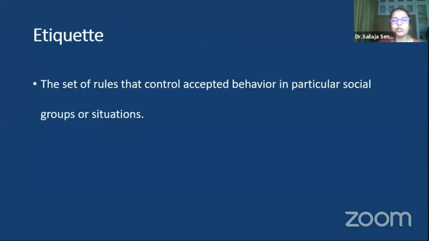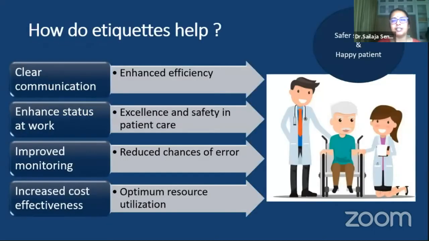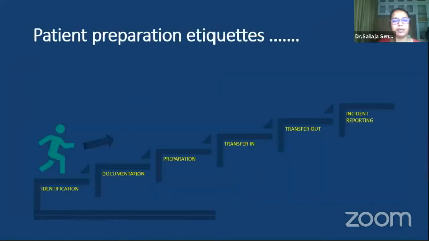Etiquettes are a set of rules that control accepted behavior in particular social groups or situations. Etiquettes increase efficiency. They help in achieving excellence and safety in patient care, reduce the chances of error, and optimize resource utilization, thereby making our surgery safer, and we get happier patients.